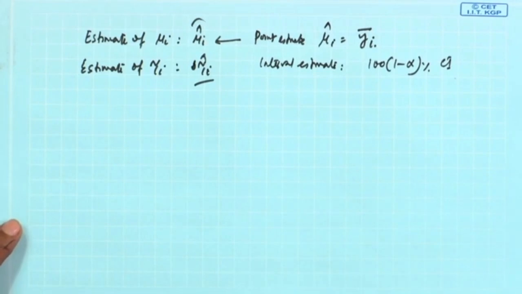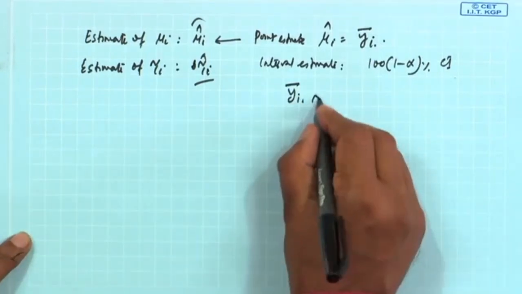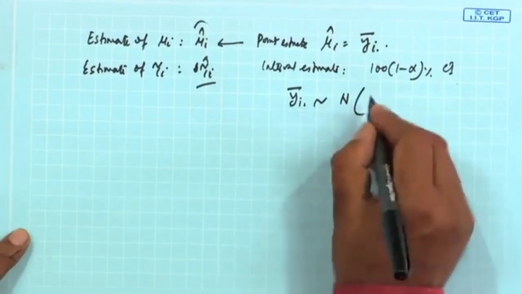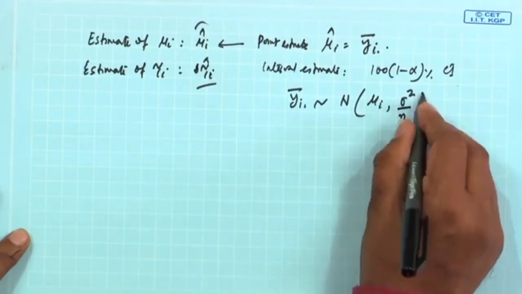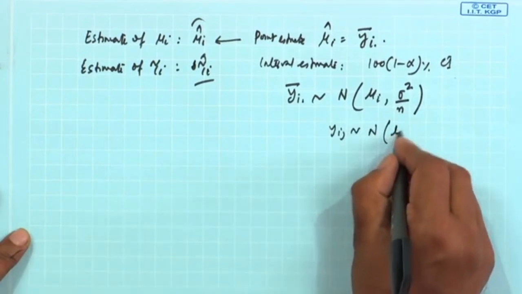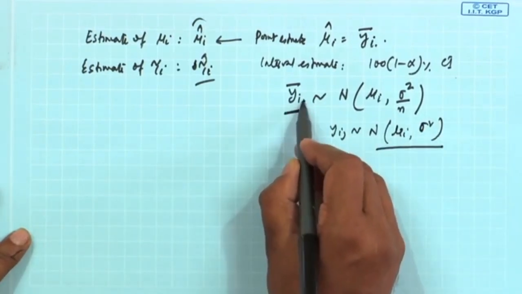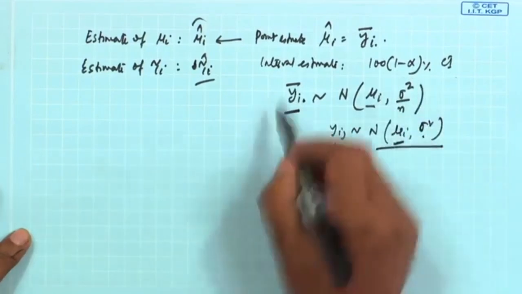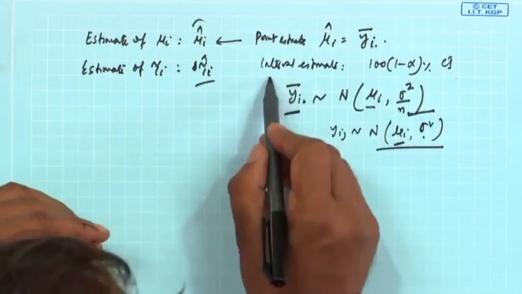In order to know the interval estimate, you require the distribution of Y bar_i dot. What will be the distribution? You have to know it. For the time being, we can say that this is basically normal with mean mu_i and variance sigma square by n. If Y_ij is distributed with mean mu_i and variance sigma square, then Y bar_i dot has the same mean, and the variance will be sigma square by the number of observations, sigma square by n. If you know this, then you can go for the interval estimate.